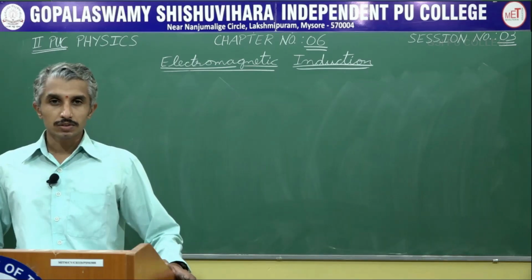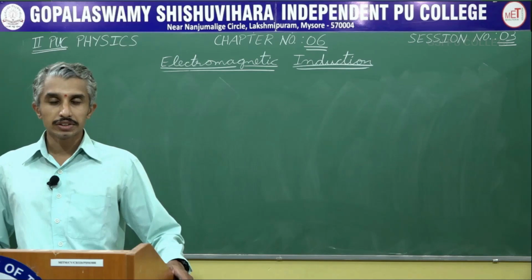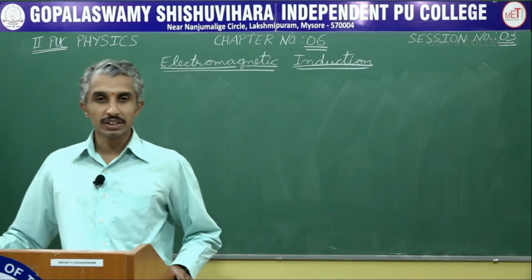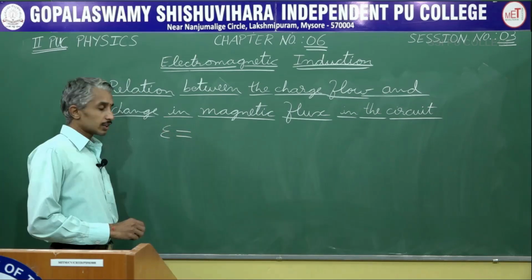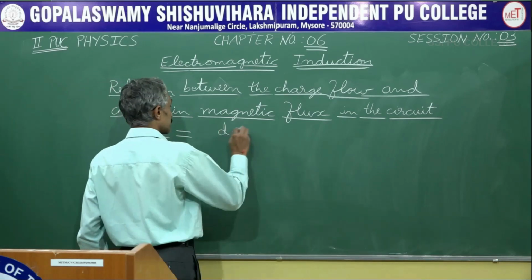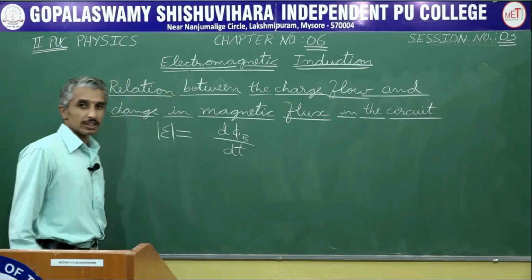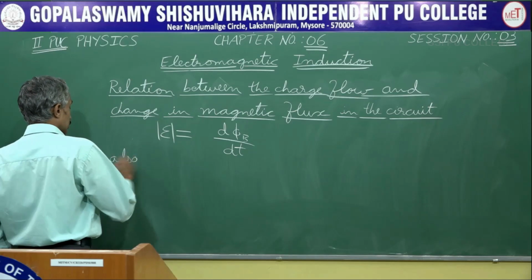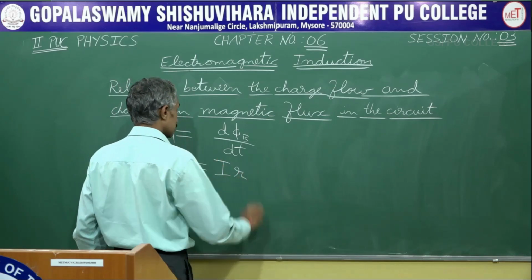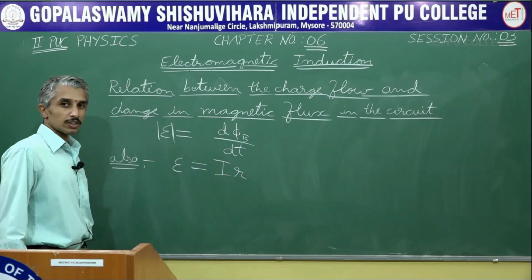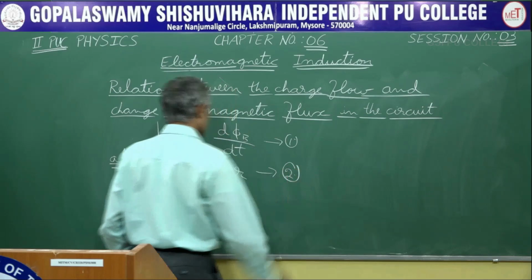We will move on. We will now see what is the relation between the charge flow in the circuit and the change in magnetic flux with respect to motional EMF. Let us begin. The EMF induced in a circuit according to Faraday's law of electromagnetic induction is given by, let us take only the magnitude, d phi B by dt. Also, the EMF in the circuit can be written as current into the resistance of the circuit, I into R. Take this as equation 1 and equation 2.